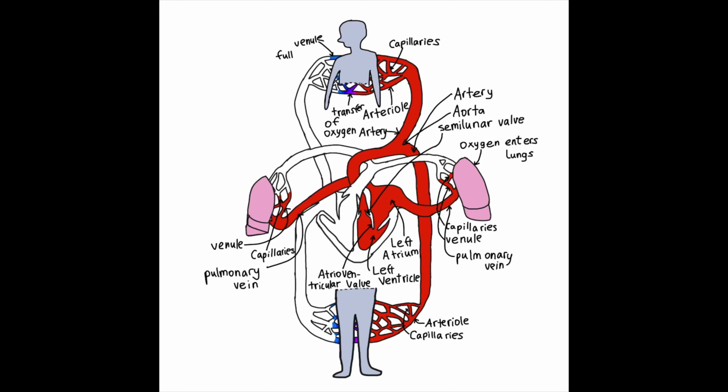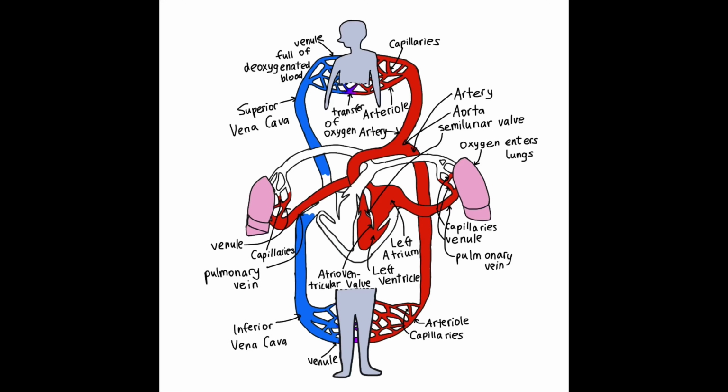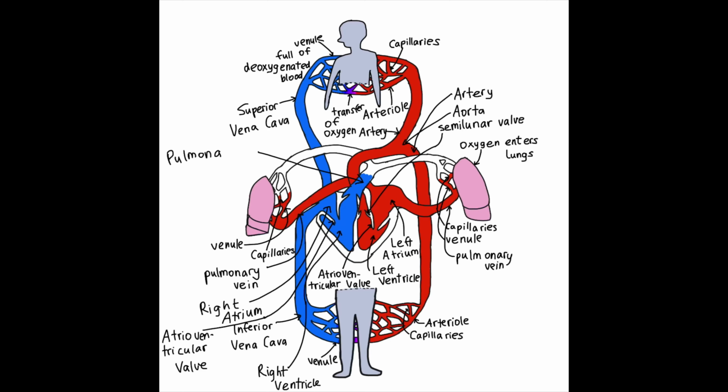Once the oxygen is dropped off in the body tissues, the deoxygenated blood flows to venules and eventually to major veins. The inferior vena cava is the vein that flows from the lower body to the heart, and the superior vena cava from the upper body to the heart. The oxygen-poor blood flows from the superior and inferior vena cava back to the right atrium, which is pumped to the right ventricle by the atrioventricular valve. From the right ventricle, blood is pumped to the pulmonary artery by the semilunar valve. The blood flows through arterioles and eventually capillaries, where it picks up oxygen from the lungs again, allowing the cycle to continue.